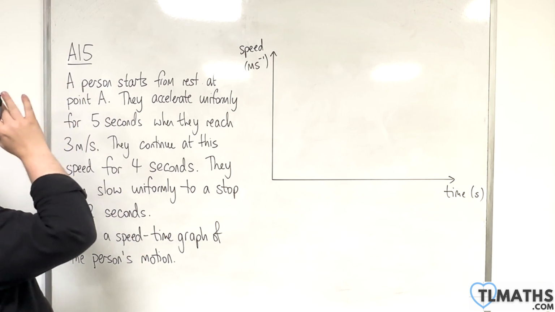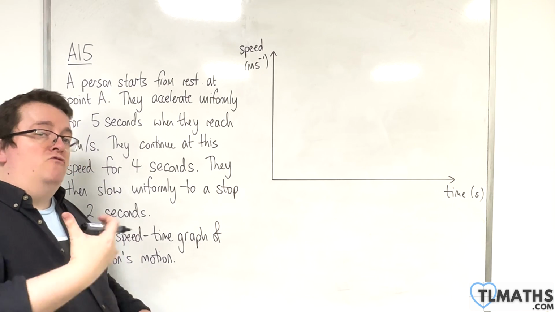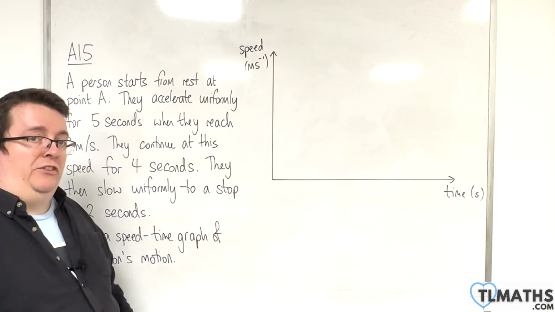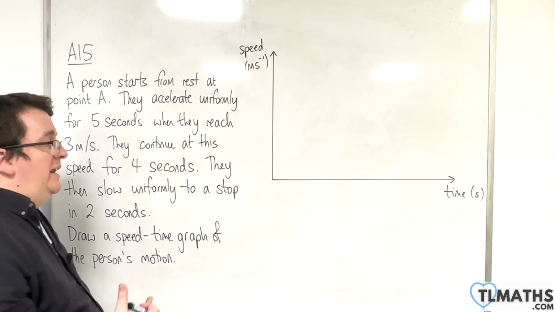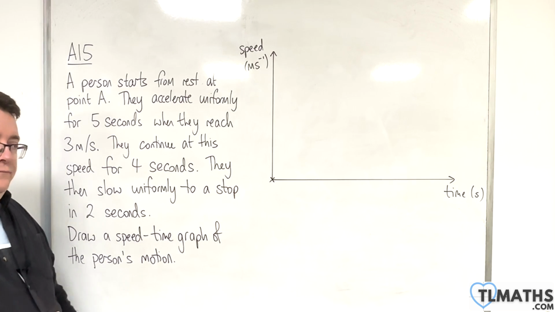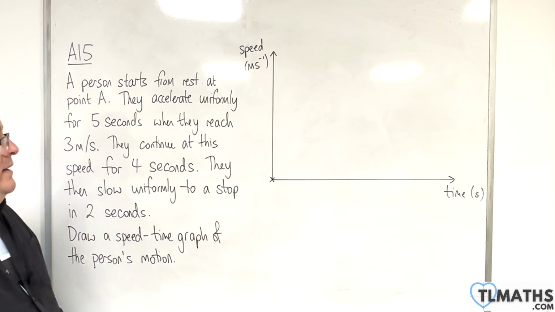So first of all, they start from rest. Now, when something's said to start from rest, that means that they are travelling at 0 meters per second. So they're not going anywhere. When you're at rest, you're stationary. They accelerate uniformly for 5 seconds when they reach 3 meters per second.